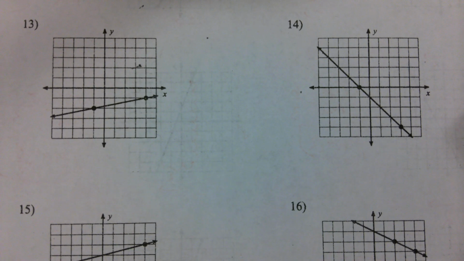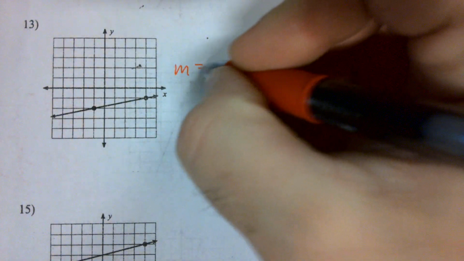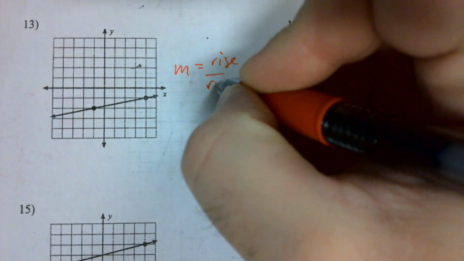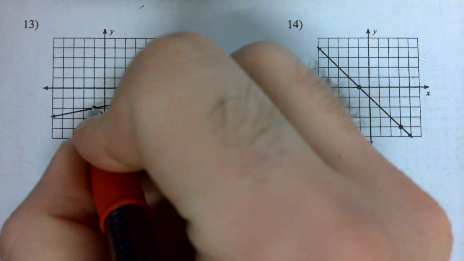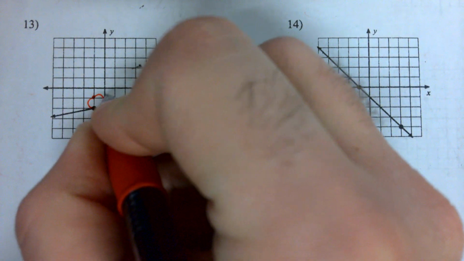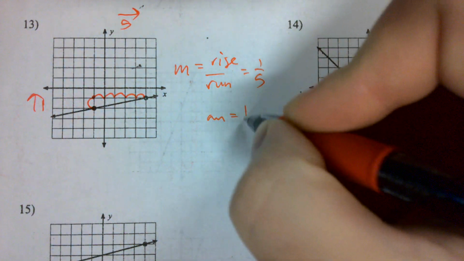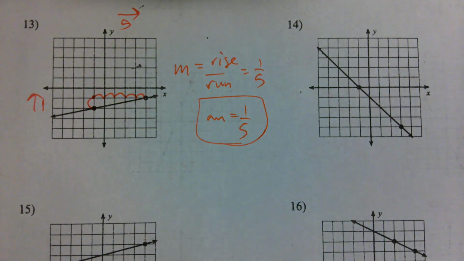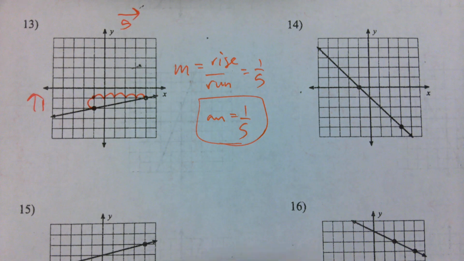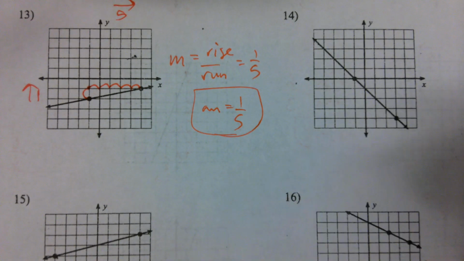Number 13, I've got a flat line here. This is going to be a really small slope, a fraction most likely. Here's my leftmost point. I'm going up 1 and right 5. 1 up, 5 right. Giving me a slope of 1 over 5. Very, very small slope. Very, very flat line.